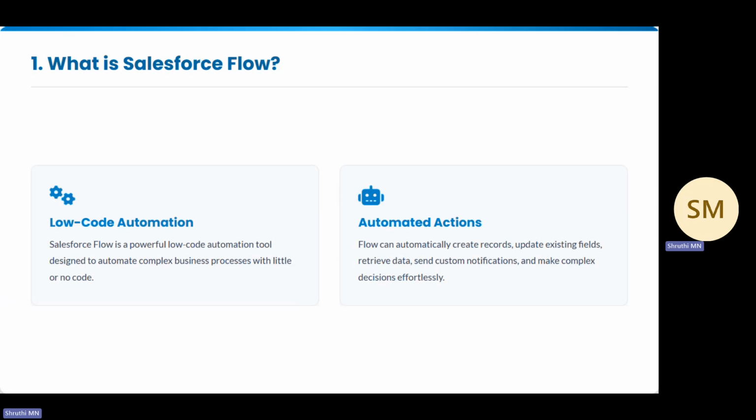Flow can help us create records, update records, retrieve records, make decisions, send notifications, and perform many other business actions. So remember this simple definition. Flow is Salesforce's powerful tool for automating business processes with little or no code.